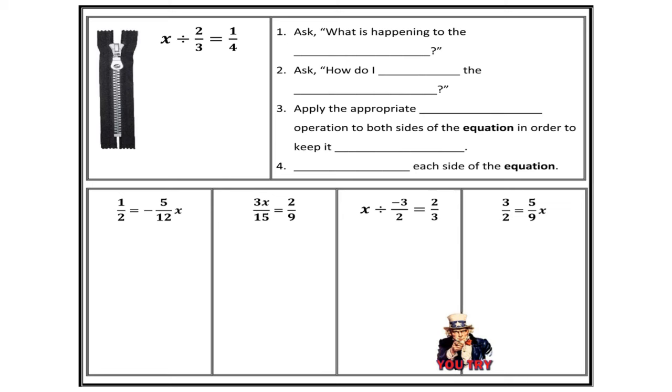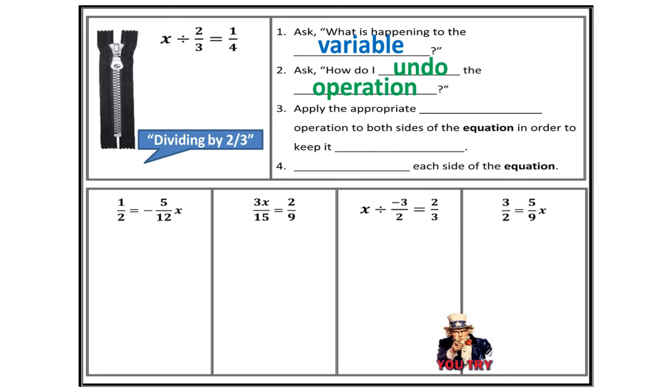We ask ourselves two questions. What's happening to the variable? That's if we had put together this equation using the order of operations. I see x divided by 2/3 equals 1/4. We clearly divided by 2/3. So that's what's happening to the variable. How do I undo this operation? I need to multiply by 2/3 on both sides.